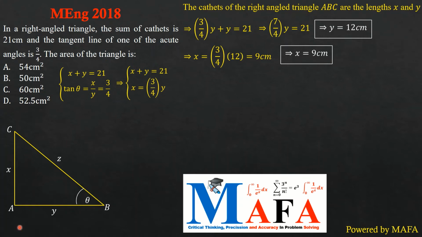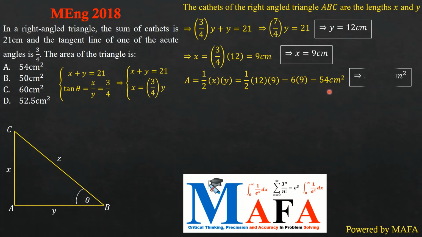Now what is the area of this triangle? It is simply half times the product of the cathets, because it's half base times height, but the base and the height are referred to as the cathets. So it means that the area of my triangle is half of X times Y, which is half of, I have the value of Y, which is 12, and the value of X, which is 9. So half of 12 times 9. 12 divided by 2 is 6, so I get 6 times 9, and at the end I get my area to be 54 centimeters squared. So the correct response is A.